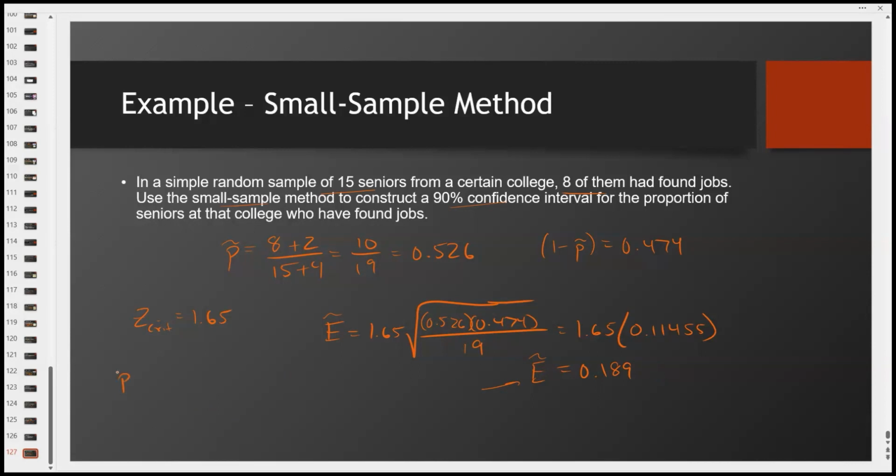And so if we add 0.526 plus 0.189, and 0.526 minus 0.189, we get 0.337 and 0.715. So our confidence interval is 0.337 to 0.715, or between 33.7% and 71.5% of the seniors at the college. We can be 90% confident that they found jobs. Right? That is not a great estimate, but it tells us something.